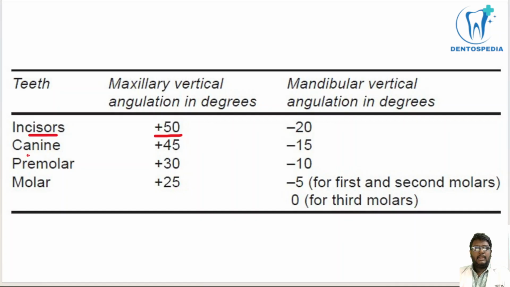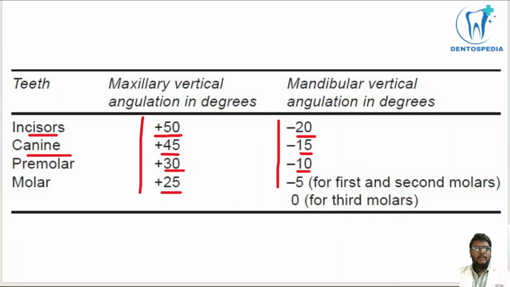So for maxillary canines, we must use around 45 degrees, that is positive angulation. For premolars, it is 30 degrees. For molars, it is 25 degrees. All are positive angulations. And for mandibular teeth, for incisors, 20 degrees angulation, 15 degrees for canines, 10 degrees for premolars, and 0 or 5 degrees for molars. And you can observe all these are negative angulations.